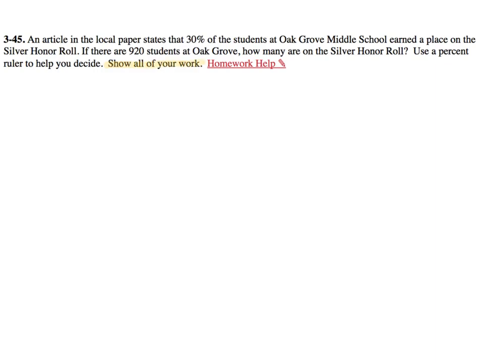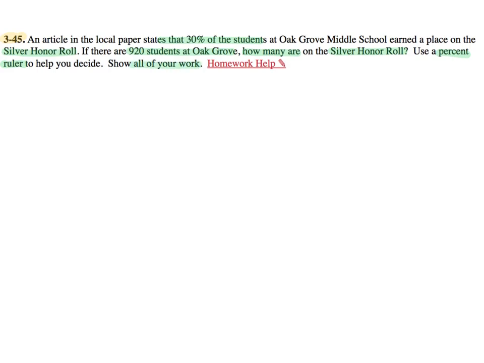Show all your work. So in this word problem, we know that 30% of those students earn a Silver Honor Roll. And we also are given the total. So the total students are 920 at this school. So the question is, how many are on the Silver Honor Roll? And we know there's 30%, but how many will be how many actual students? So we're also being asked to use a percent ruler, and then we're gonna show all our work.